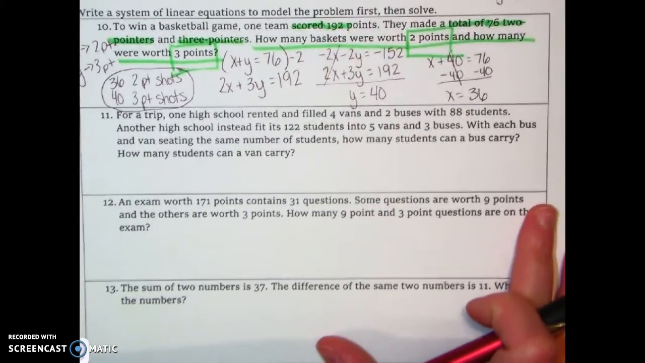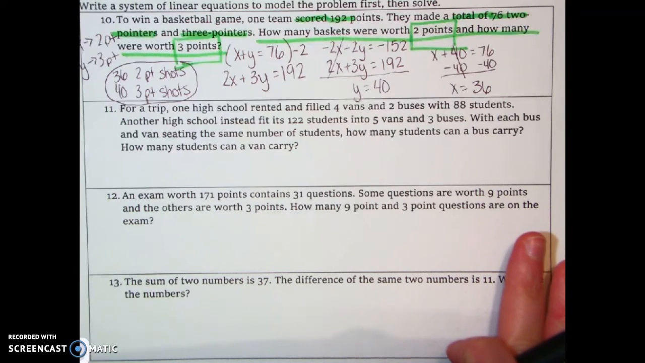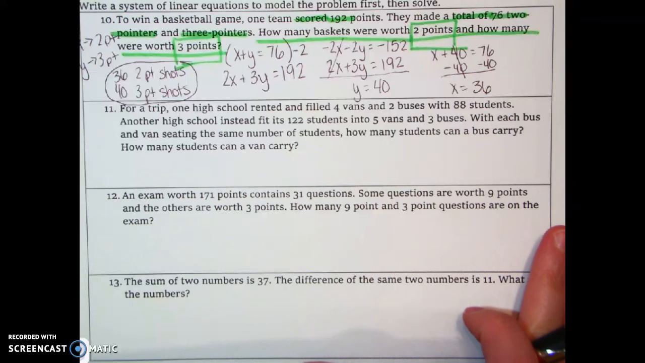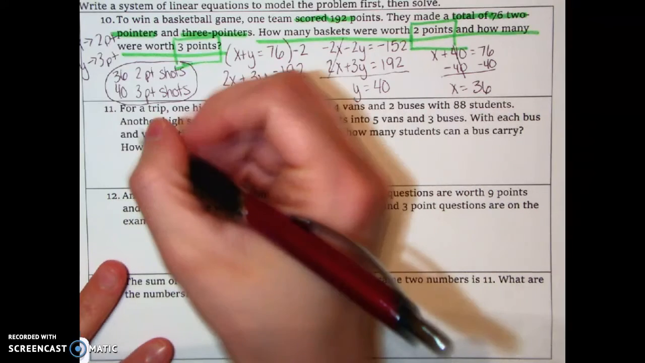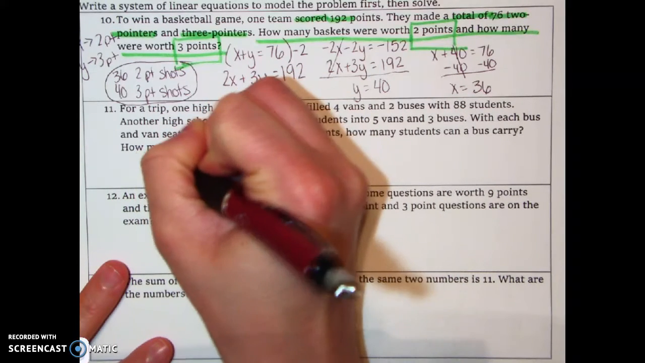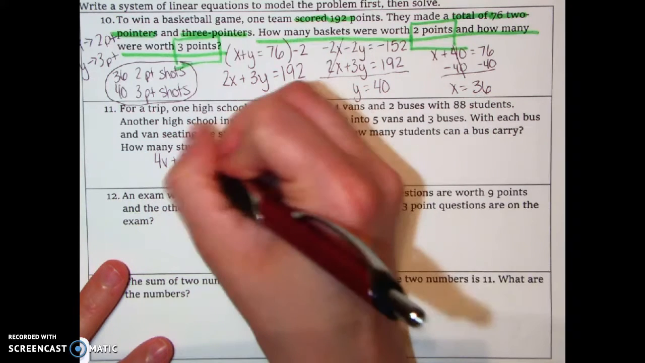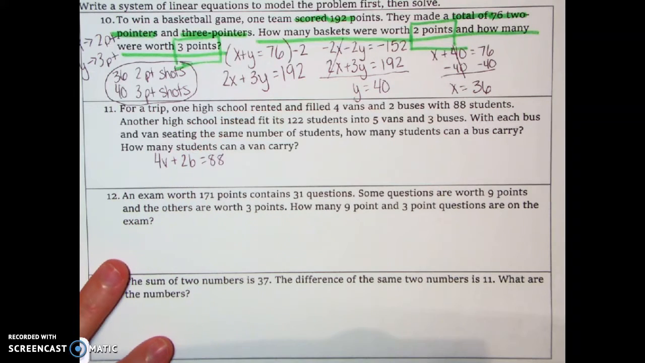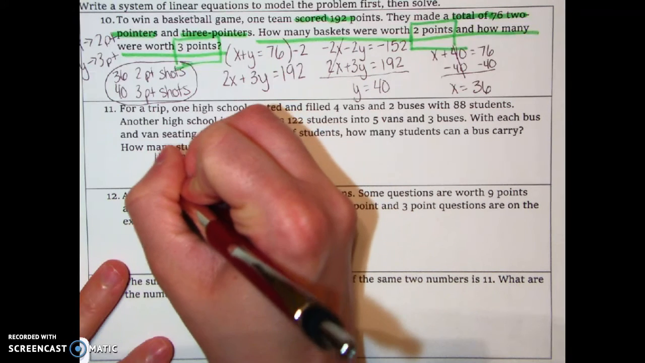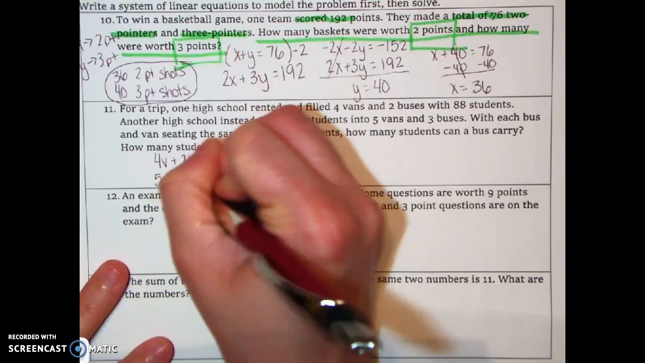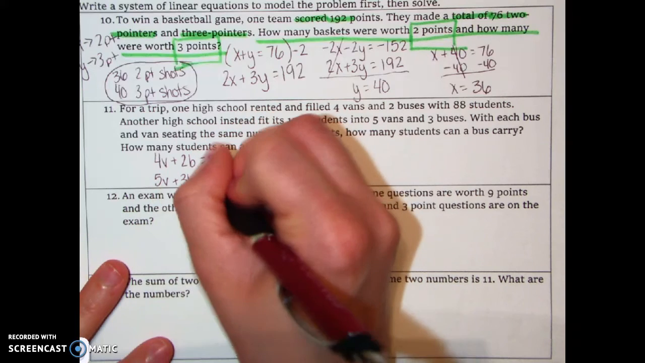Okay, let's look at number 11. I'm not going to highlight on this one because I'm kind of running out of time here. I'm just going to write it as I go. So it says for a trip, one high school rented and filled 4 vans. So there's 4v right there, plus 2 buses with 88 students. And then the other one was 5 vans and 3 buses for 122 students.